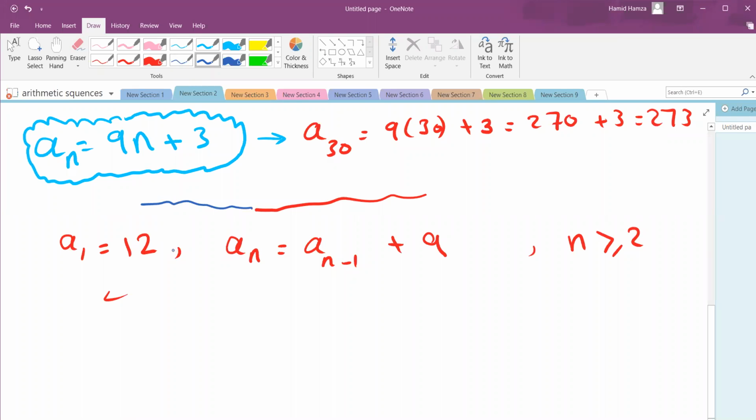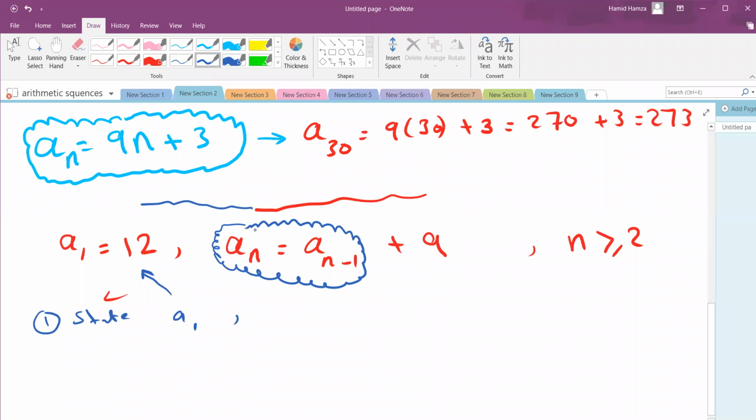So the recursive formula is written like this. Number one, state A1. Then we write this part, which is constant for all recursive formulas: An equals An minus 1 plus D. This will change from question to question, depending on the common difference in each question.